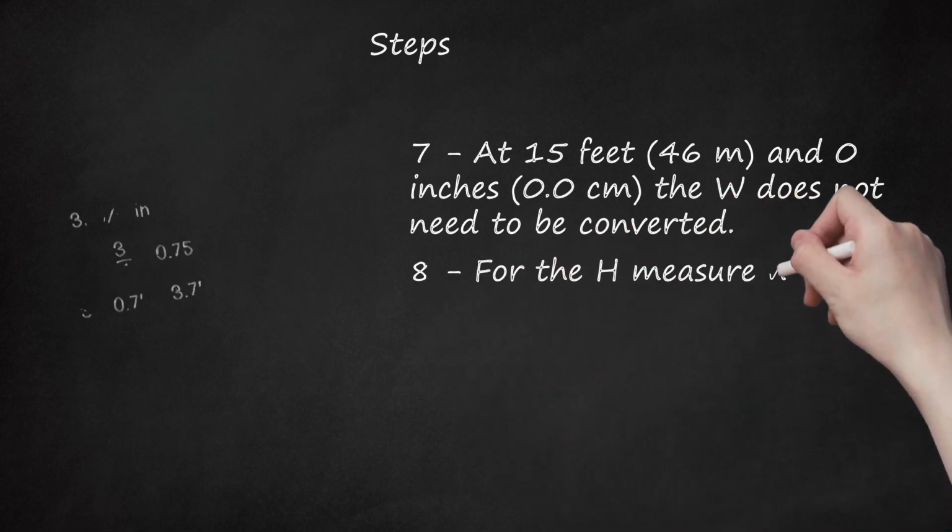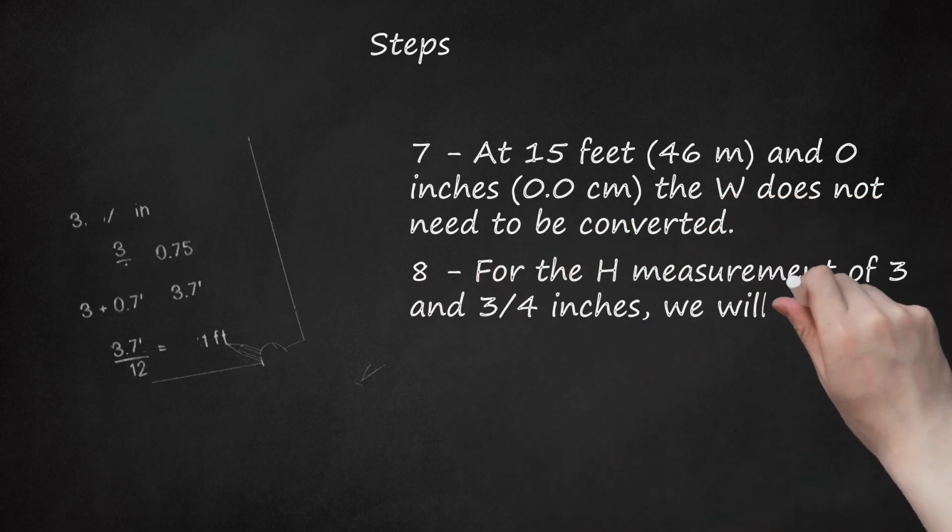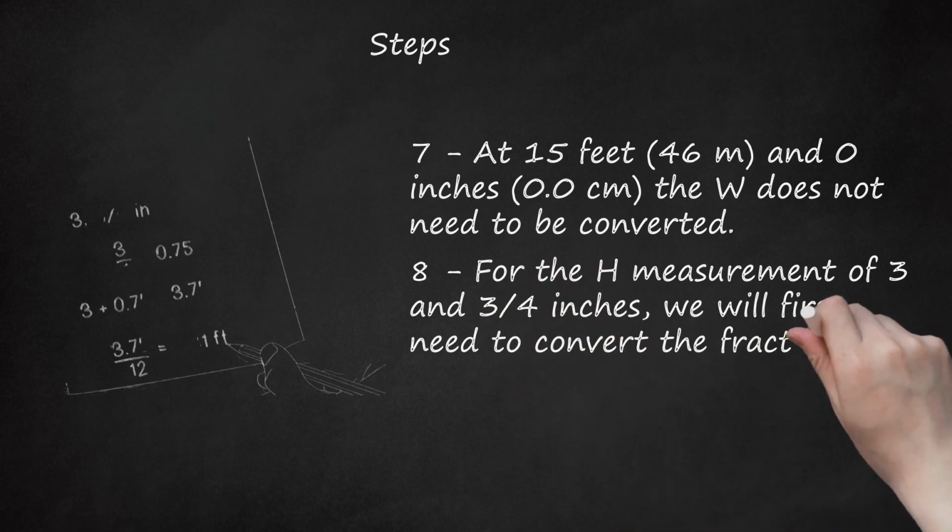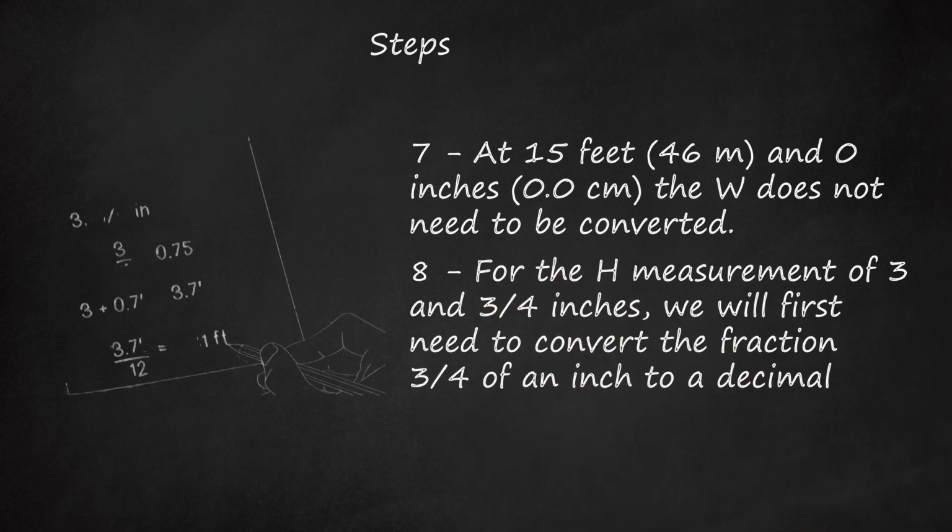8. For the H measurement of 3 and 3/4 inches, we will first need to convert the fraction 3/4 of an inch to a decimal. Take the top number 3 and divide it by the bottom number 4. 3/4 is equal to 0.75 of an inch. Put the 0.75 after the 3. We now have 3.75 inches, 9.5 centimeters. Now take 3.75 and divide that by 12. 3.75 divided by 12 is equal to 0.31 feet, 0.1 m.